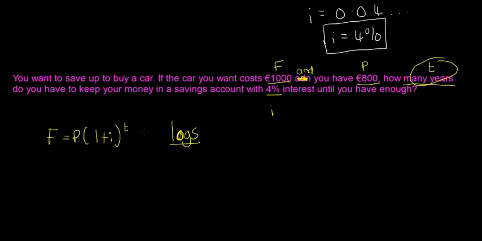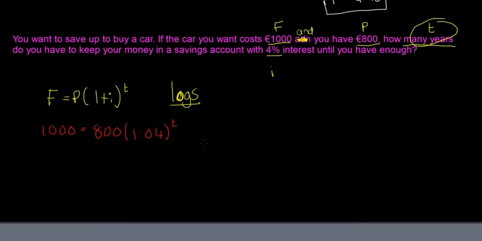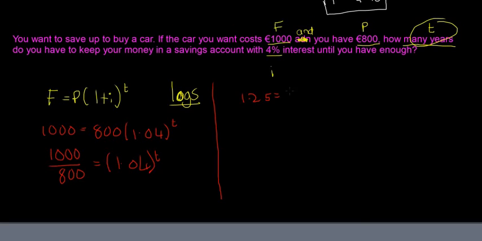Anyway, I'll fill in the numbers. So we have F is equal to 1000, P is equal to 800, and we have 1.04 in here, all to the power of t. Okay, so the first thing you have to do is get rid of the 800 if you want to use logs. So it's going to be 1000 divided by 800 is equal to 1.04 to the power of t. You need to get rid of that first. That's going to give us 1.25 is equal to 1.04 to the power of t.